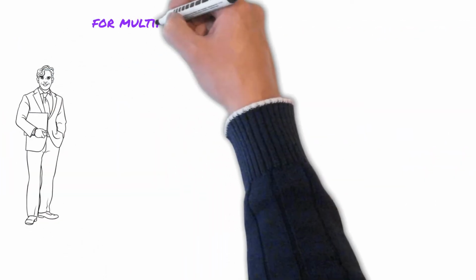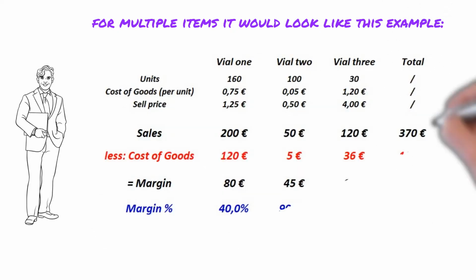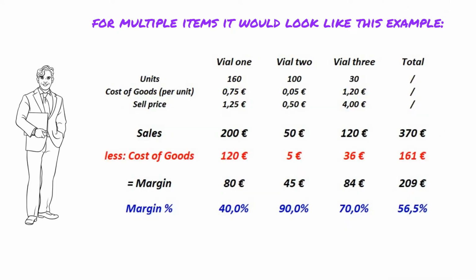For multiple products, it would look like this example. To simplify, we assume that the sale price is the net sale price, in other words, after discounts. On the left column, we see the line descriptions. Across the top, we see the product names, Vial 1, Vial 2, and Vial 3, as well as a total column. In the center, we see the individual sales units, cost per unit, and unit sell price, as well as total product sales, cost of goods, and margins. On the bottom, we see the margins as a percentage of sales.